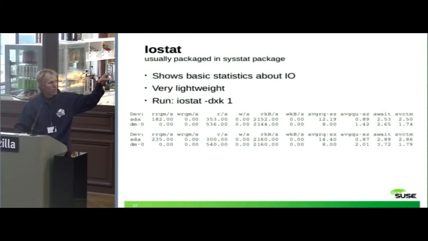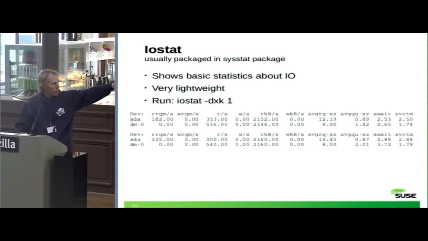The 1 means that every second the statistics are printed, and in the first column you can see the device name. Here are actually results for two consecutive runs. First is the device name, then two columns show the number of merges per second.